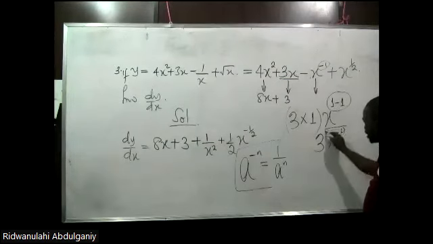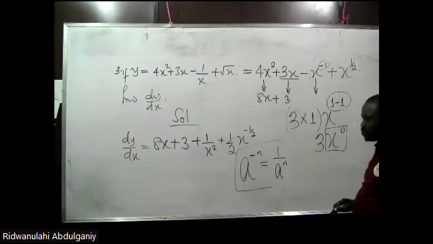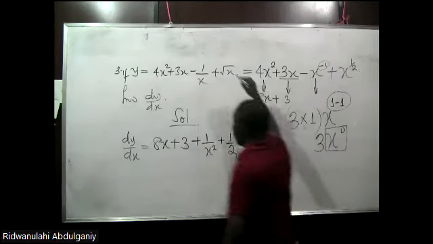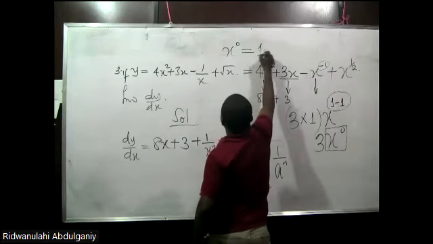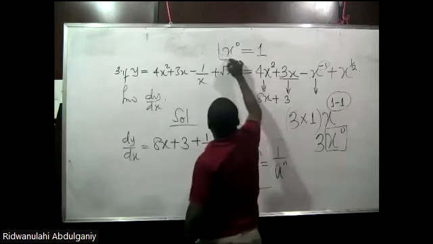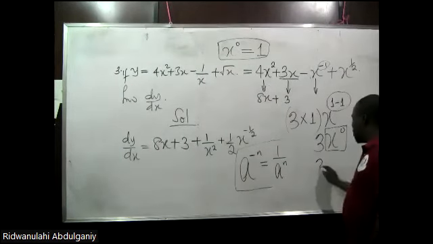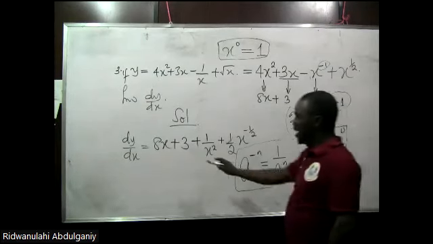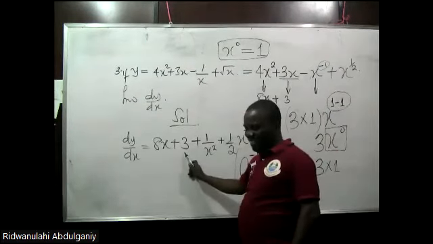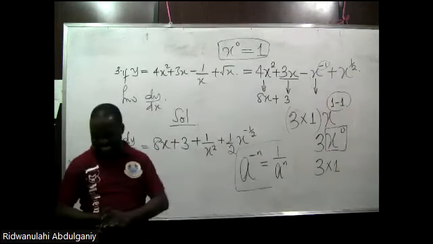What is the value of x raised to the power 0? Chisoba, x raised to the power 0 is what? 1. It's 1. So what's now 3 times 1? Okay, it's still 3. So that's how we get 3.